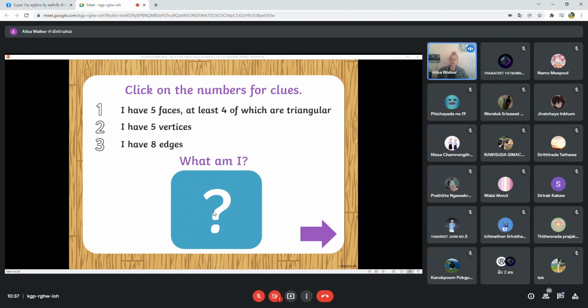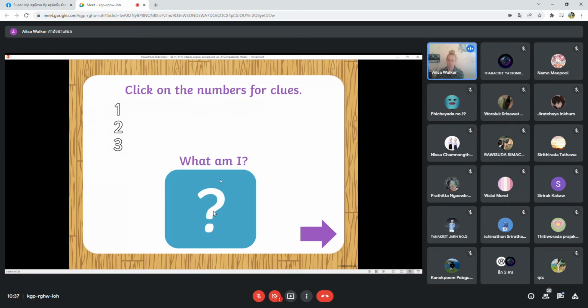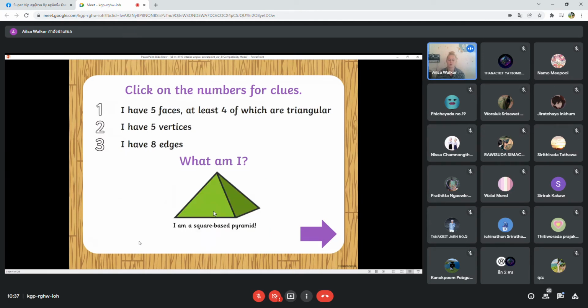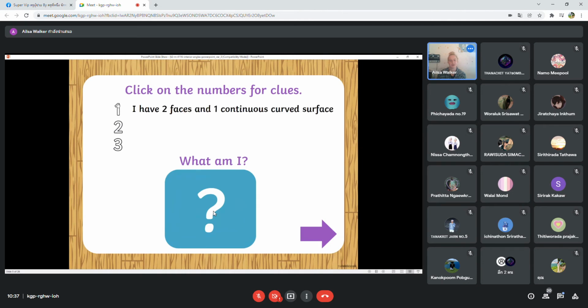5 faces. 4 of them are triangular. Have a think. Which shape has 4 triangular faces? Pyramid, teacher. Yes. Square-based pyramid. Very good. Okay. Next one.